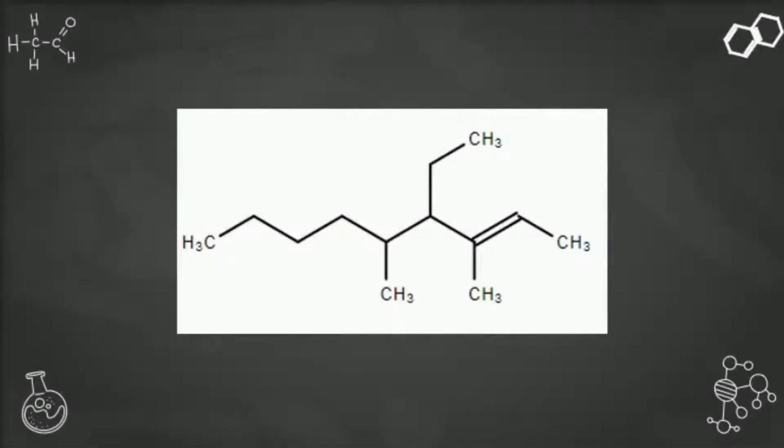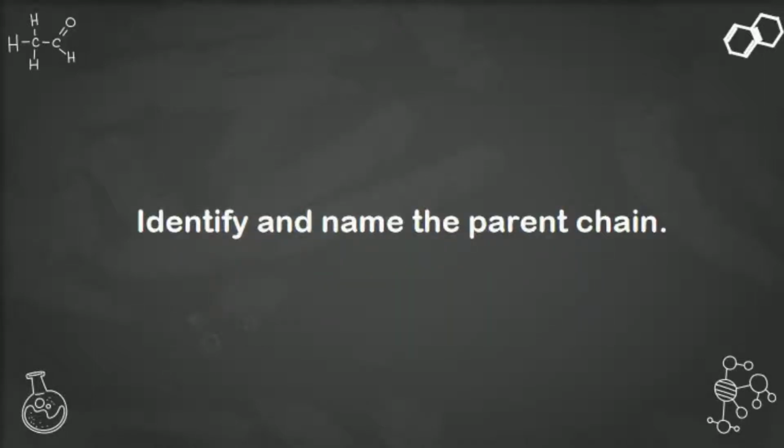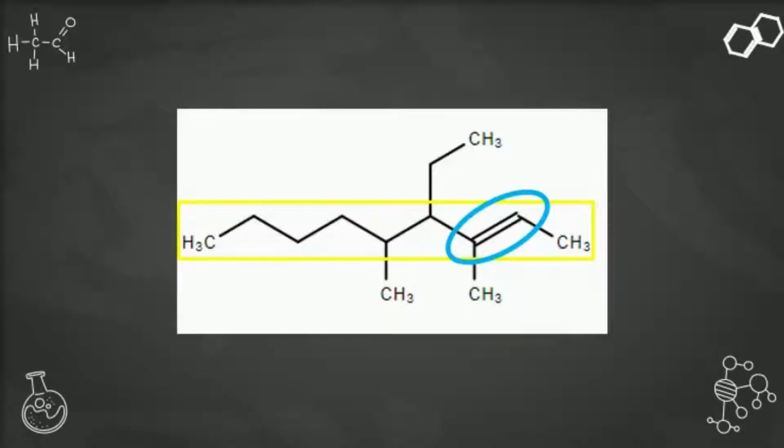Let us name this organic compound structure step by step. First, identify and name the parent chain. Parent chain is the longest continuous carbon chain. We have to identify as well the number of bonds present in the parent chain. We have in here, let us count the number of carbons in the longest carbon chain. We have 1, 2, 3, 4, 5, 6, 7, 8, 9.